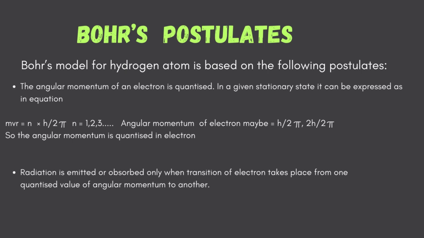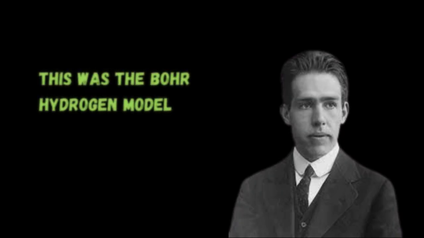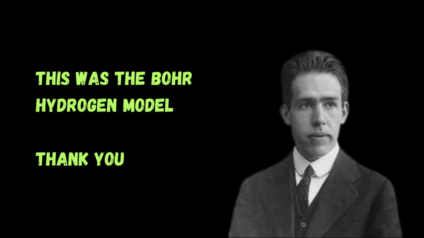Radiation is emitted or absorbed only when a transition of the electron takes place from one quantized value of angular momentum to another. This was the Bohr hydrogen model.